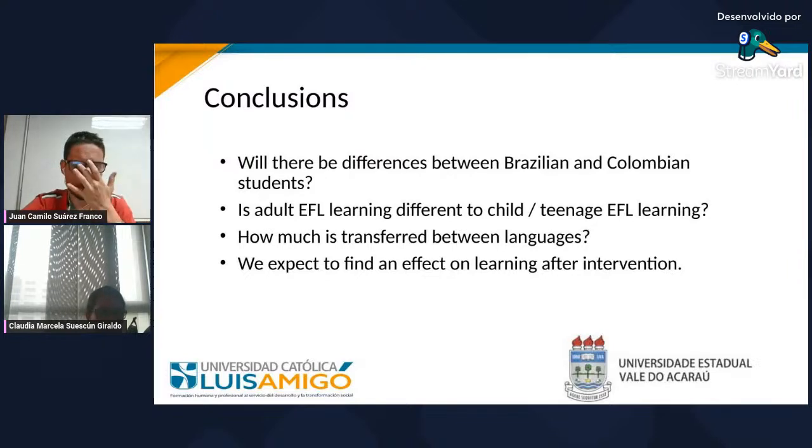We also expect to find an effect on learning, on general learning, because this project is just the beginning of hopefully what will be a long-term collaboration between our universities, because we also need to understand how much this is going to have an effect on learning in general after the intervention. So this is something that we are now considering for extending our research beyond this project and going a little bit further when it comes to potentially explaining the patterns of cross-language transfer and the effects of interventions such as this in adult EFL learning.